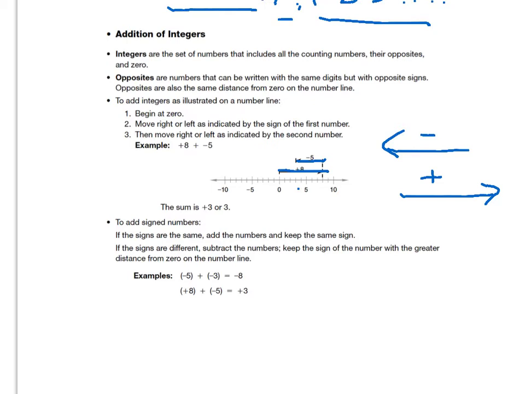But then they showed a mixed one below. So if the signs are different, you find the difference or subtract the 2 numbers and keep the sign of the greater distance from 0 on the number line. So in other words, the bigger one wins. So the sign of the bigger number wins. Since the 8 is positive and the negative 5 is the negative, 8 is bigger. We know the answer is positive. The difference between 8 and 5 is 3. So we know that it's 3, and we know it's positive 3 because the 8 was positive.